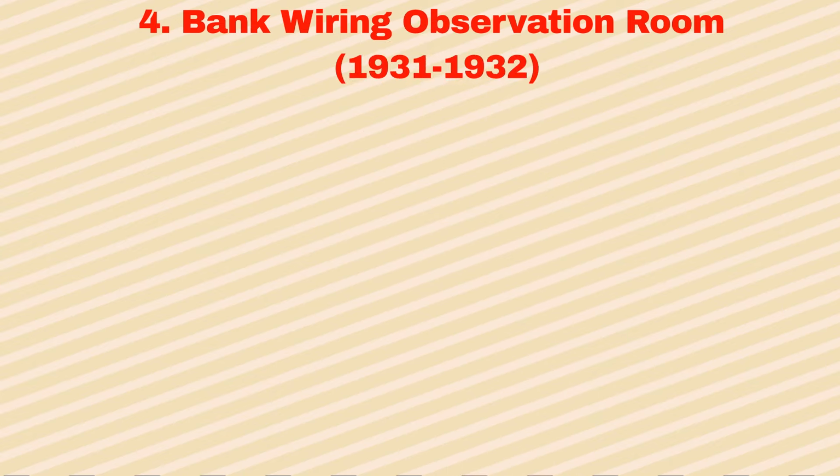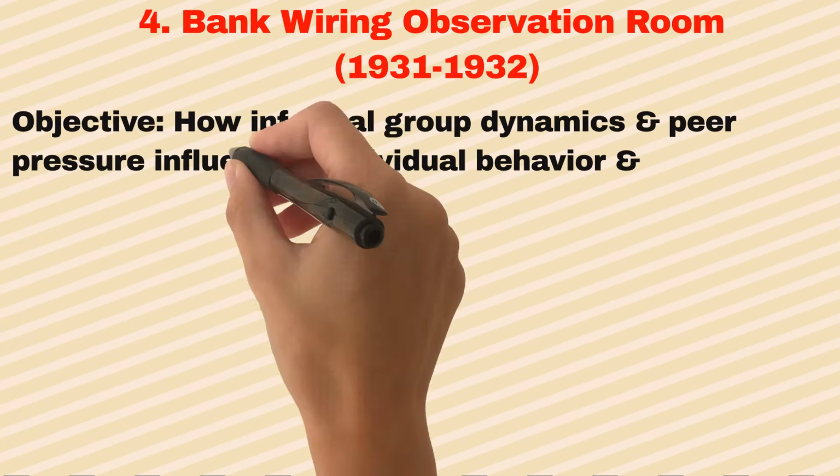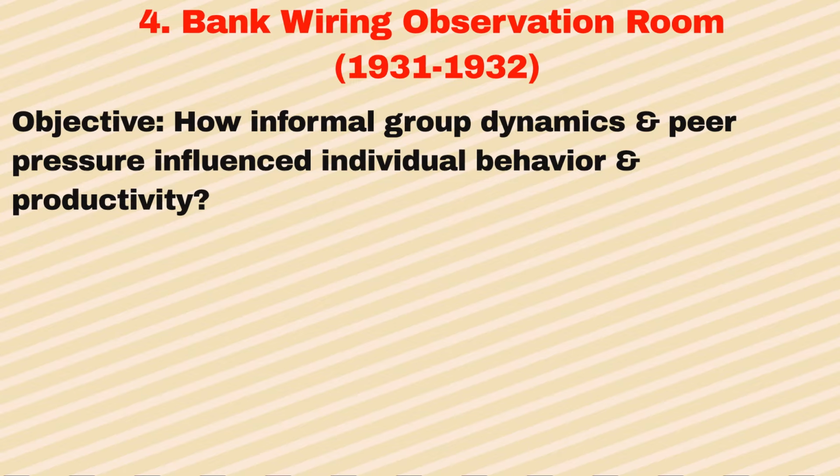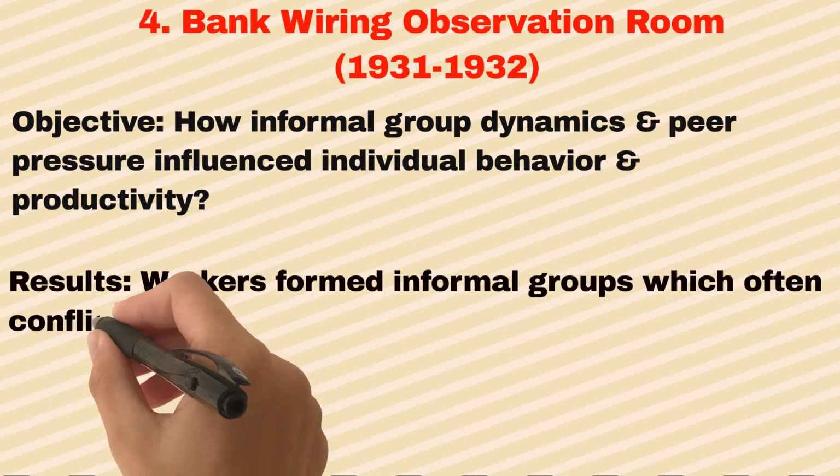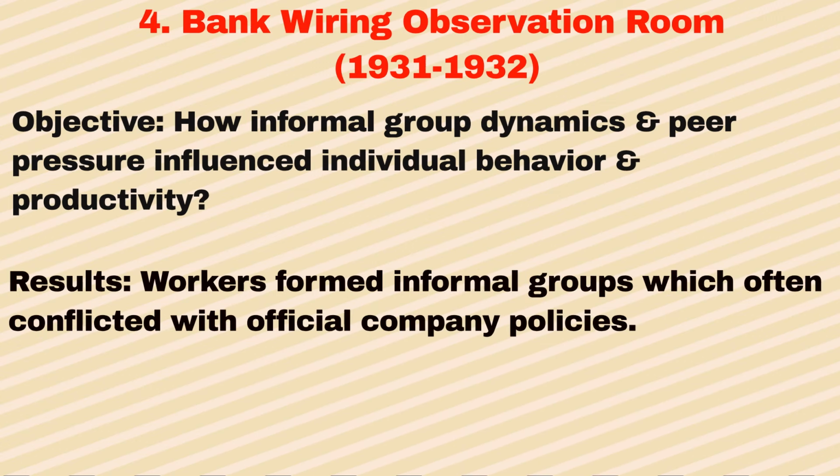It was conducted between 1931 to 1932. Finally, researchers examined how informal group dynamics and peer pressure influence individual behavior and productivity in a natural work setting. What did they discover? They discovered that workers formed informal groups with their own unwritten rules and norms, which often conflicted with the official company policies.